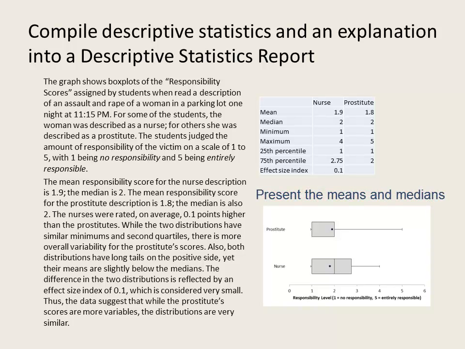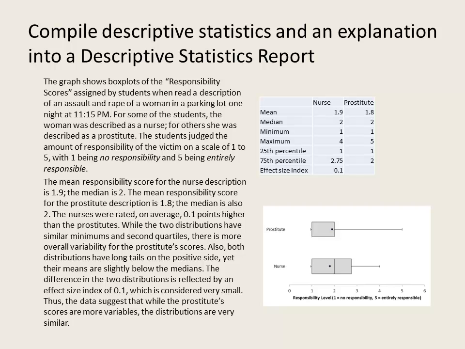The mean responsibility score for the nurse description is 1.9. The median is 2. The mean responsibility score for the prostitute description is 1.8. The median is also 2. The nurses were rated on average 0.1 points higher than the prostitutes. While the two distributions have similar minimums and second quartiles, there is more overall variability in the prostitutes' scores. Also, both distributions have long tails on the positive side, yet their means are slightly below the medians.